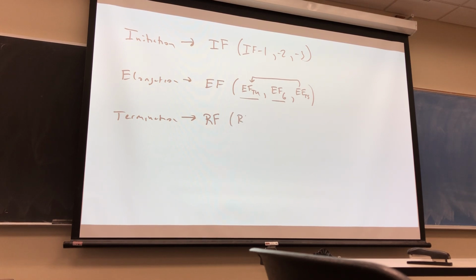RFs, you have RF1, RF2, and RF3. Now RF3 is a universal one. This is what causes release. You either use RF1 or 2, and we'll talk about that if you want me to draw through it. But these are the main ones you have to know: initiation factors, elongation factors, and then the release factors.